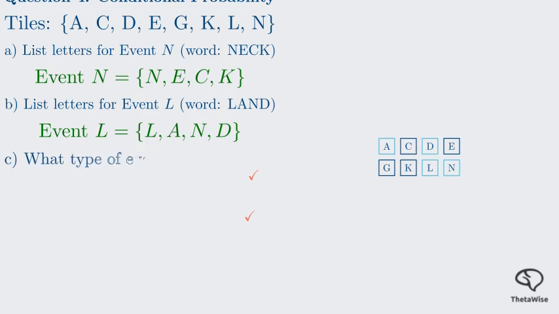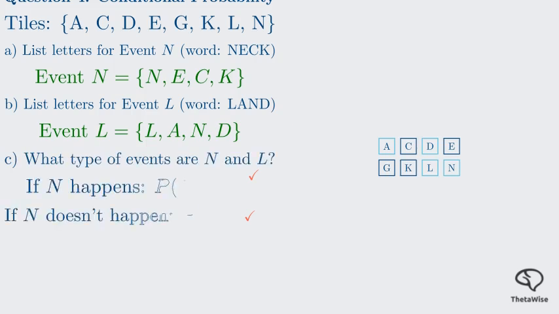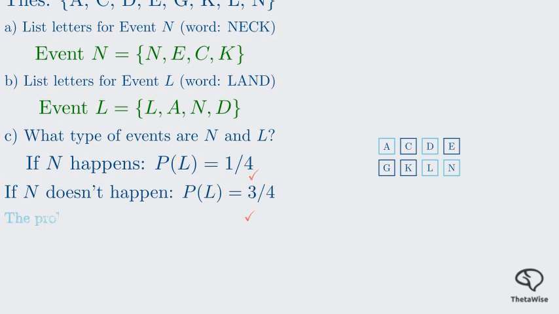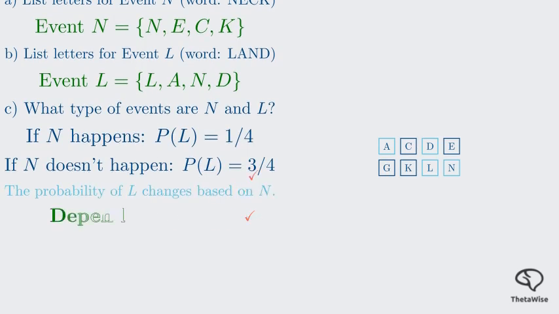This is the tricky part. We are told that if N happens, the probability of L is 1/4, but if N does not happen, the probability of L changes to 3/4. Because the probability of L depends on whether N happened or not, these are called dependent events.